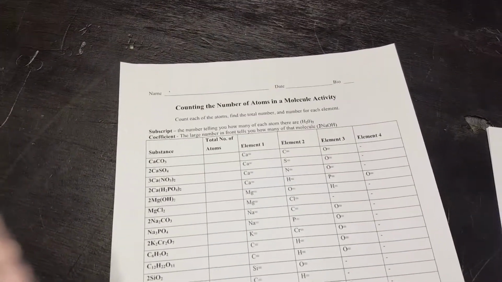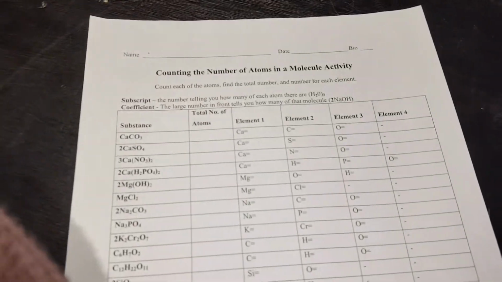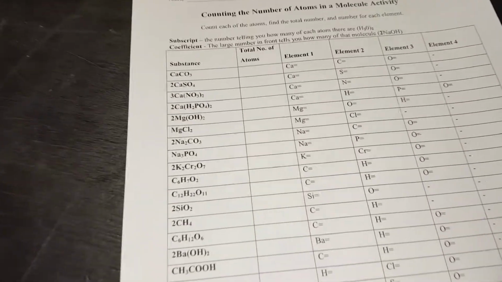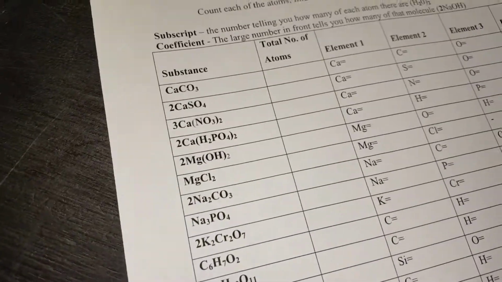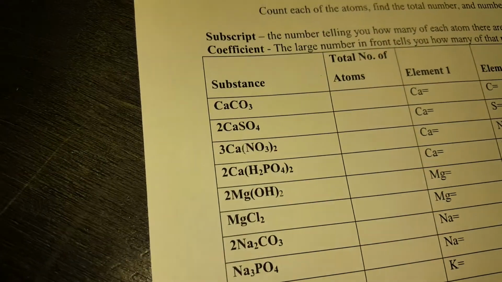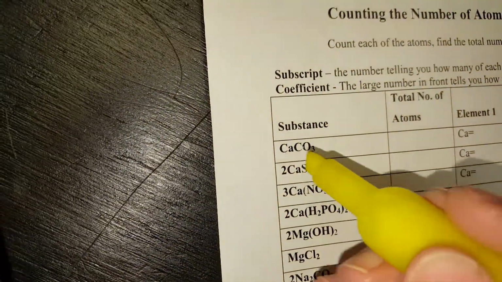Hey guys, this video goes with the counting the number of atoms in a molecule activity. We're going to start first by counting the number of atoms in all of the molecules that do not have a coefficient and that do not have parentheses. So I'm just going to go through and highlight those for you.